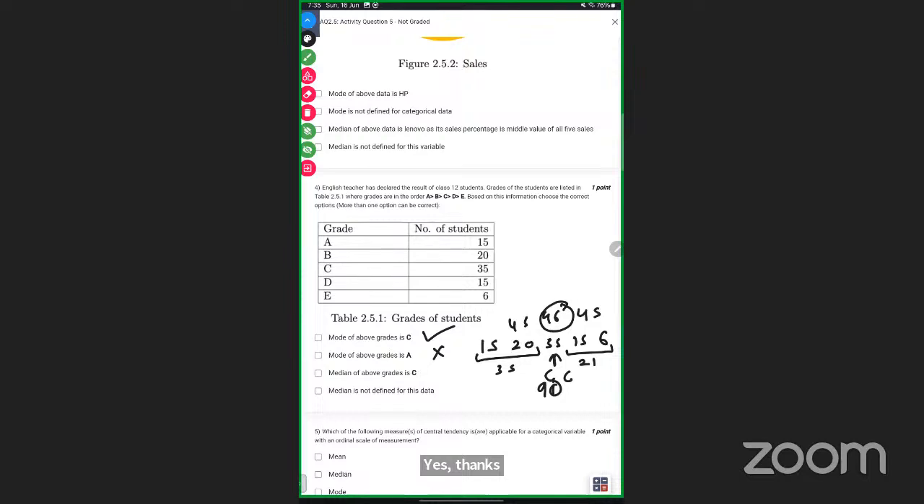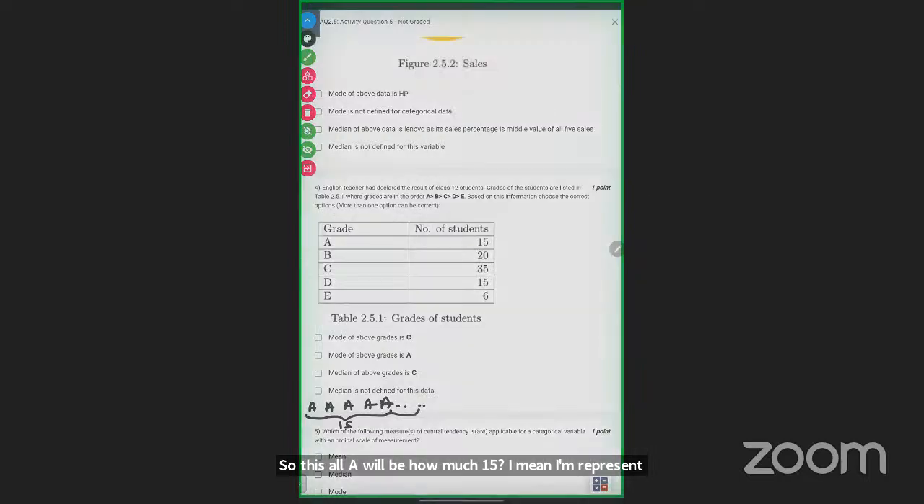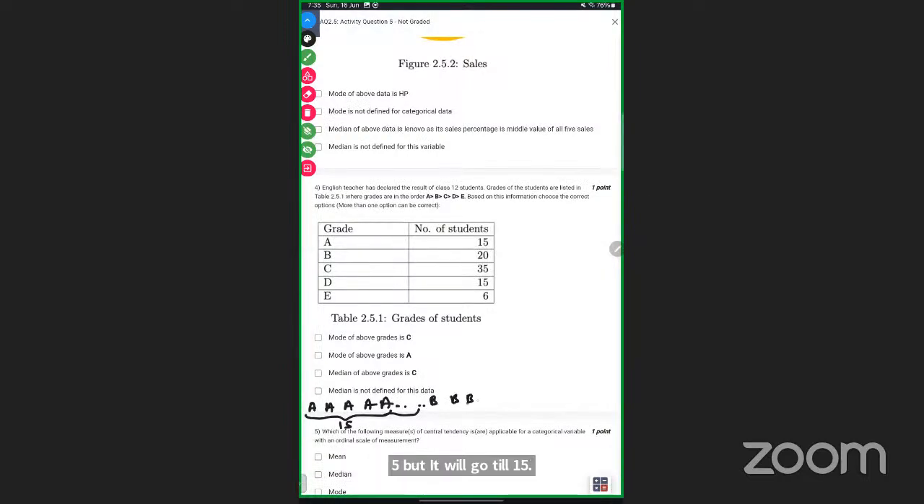Sir, I didn't get it. Can you repeat? Okay, I'll tell you. See, what we do in this case is, they are asking if median is in C or not. Since we have ordinal data, A, B, C, D, we will arrange them. So all the A's will be how much? 15. I'm representing 5, but it will go till 15. Then we'll start writing B, and it will go till 20. So how many have we passed? 35. Okay, now we are at C's.